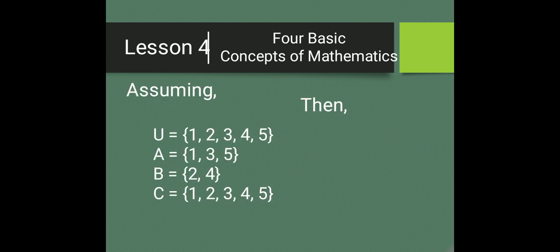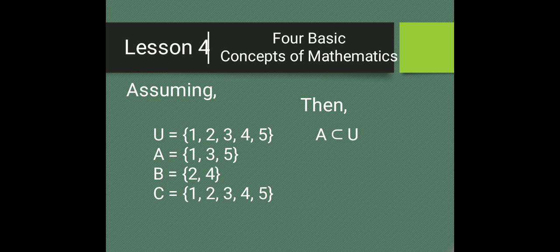Okay, let's have this one. Assuming that the universal set is 1, 2, 3, 4, and 5. And we also have the set A: 1, 3, 5; set B: 2 and 4; set C is 1, 2, 3, 4, and 5. Now, tanong, subset ba si A sa universal set? We can consider that set A is a subset of the universal kasi lahat ng elements ni A, which is 1, 3, and 5, is andun rin sa universal. So, si A is subset ng universal set.